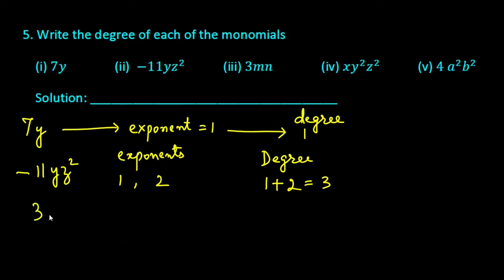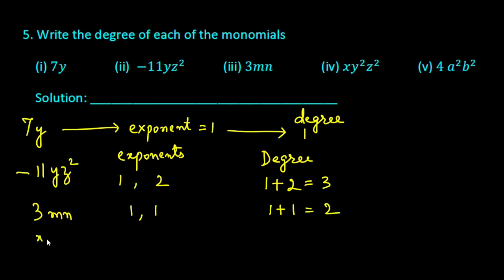Third one, 3mn. Here we have two variables. The exponents are 1 and 1. Exponent of m is 1. Exponent of n is 1. The degree is the sum of these exponents. So degree is 1 plus 1, that is 2.